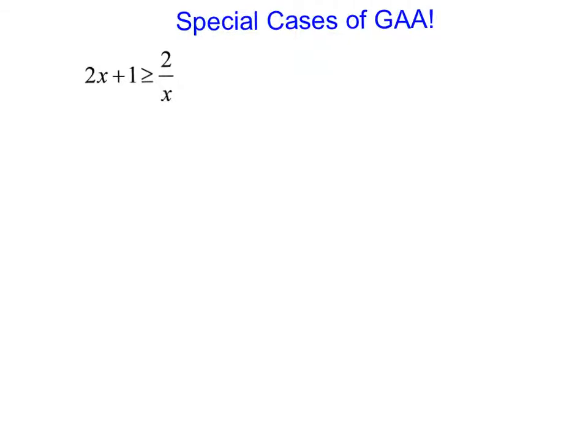Hello there. In this video we're going to go over one of the special cases of GA where you have a linear equation and an inverse equation and some inequality. So first thing we're going to do is graph it. So the line 2x plus 1, that has a y-intercept there at 1. It's fairly steep. That's going to be going up like that.